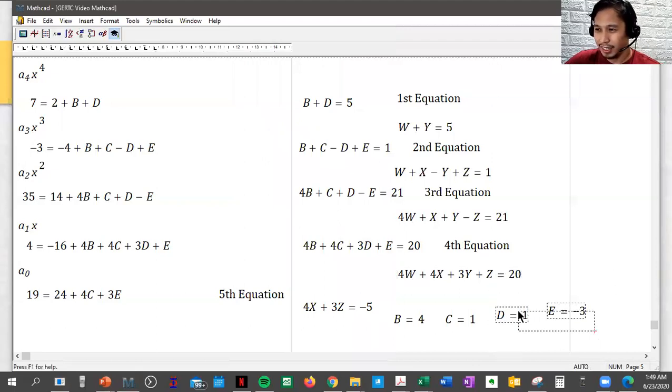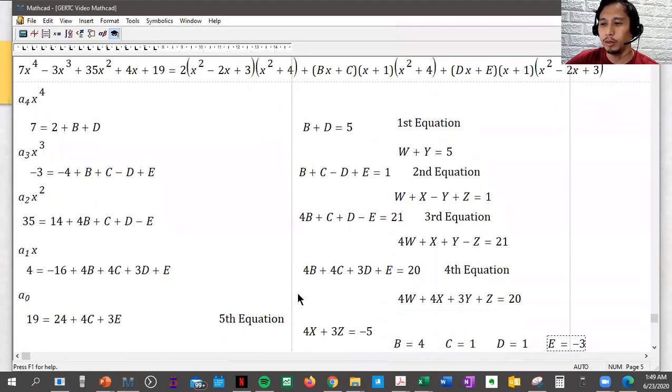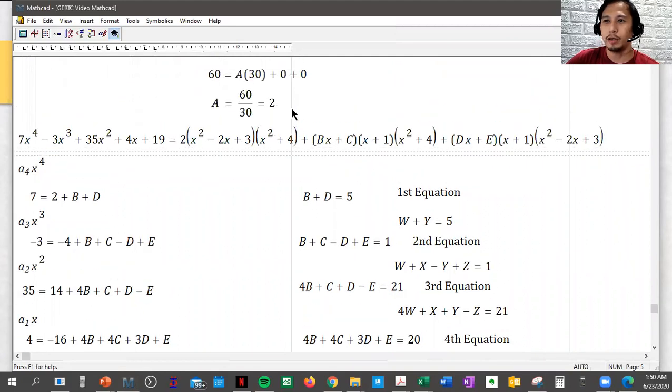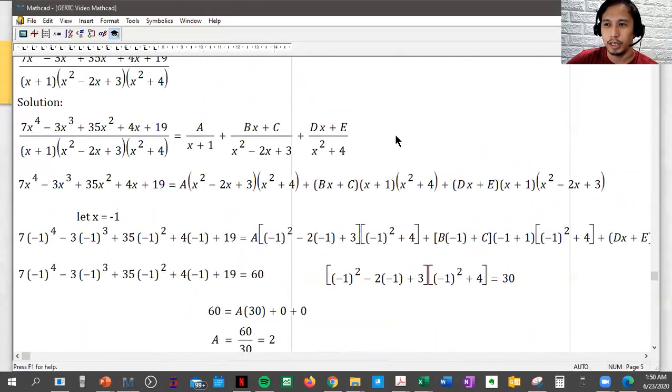Okay. So, ibig sabihin ito, diba, take note, A is equal to 2. A is equal to 2. Ibig sabihin yan, if we are to write this into its partial fraction decomposition, ito.